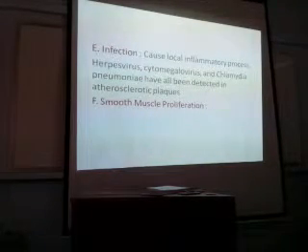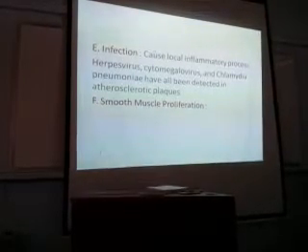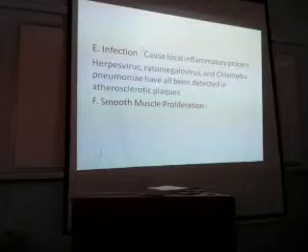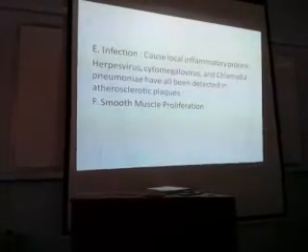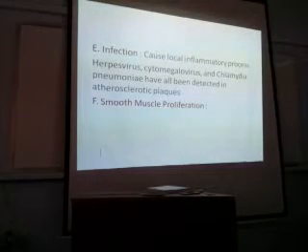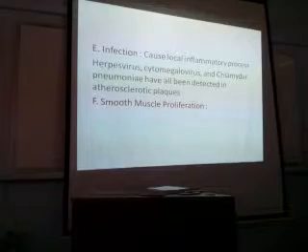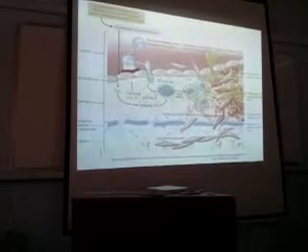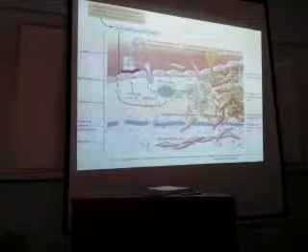Infection, again same, it will cause local inflammatory process. Whenever there is infection, there is always inflammation. So any infection inside the blood vessel will lead to inflammation and itself will cause atherosclerosis. And last is the smooth muscle proliferation. So, doctor, any one of them can start the pathogenesis? Yeah, you can start the pathogenesis mechanisms.